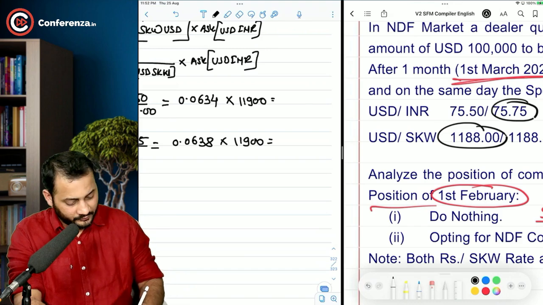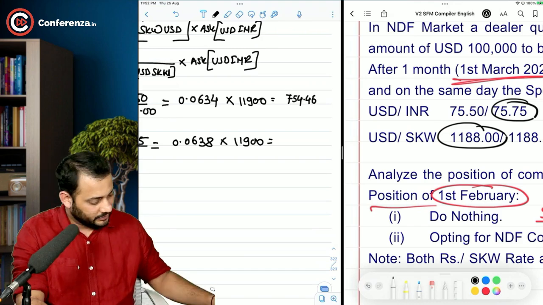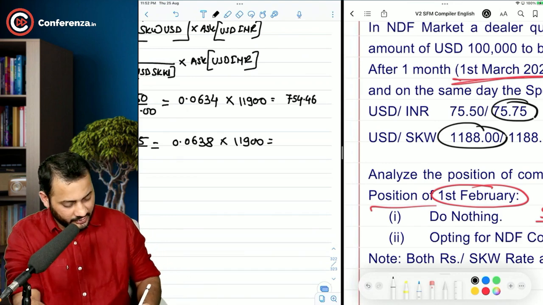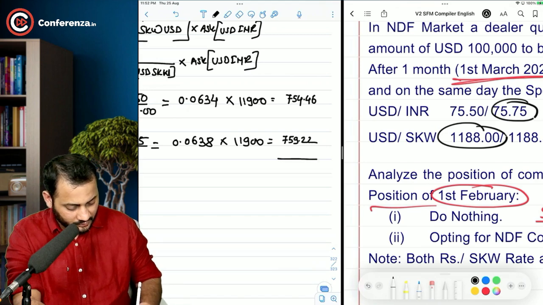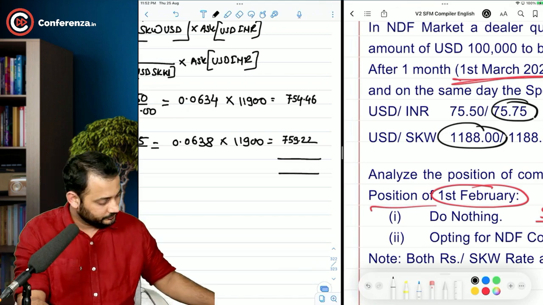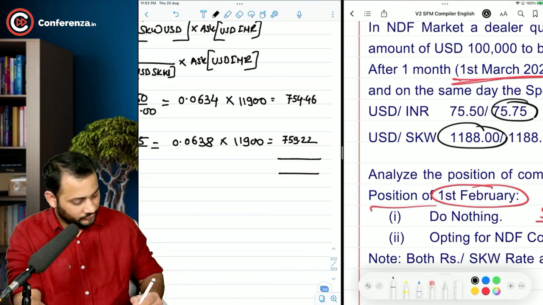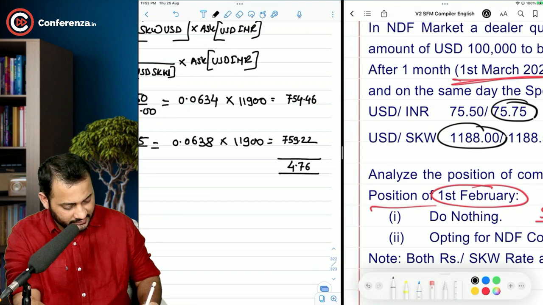So the outflow in terms of rupees at 1st February would have been 754.46, but actually it is 759.22. And how much are we losing? 4.76 lakhs. Everything is in lakhs now. This is rupees, this is rupees, this is rupees.